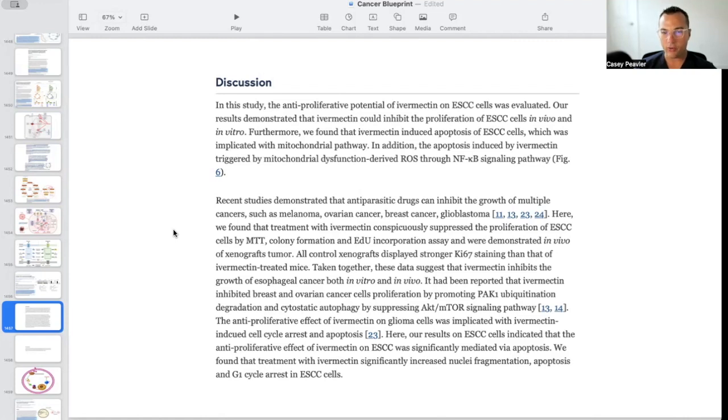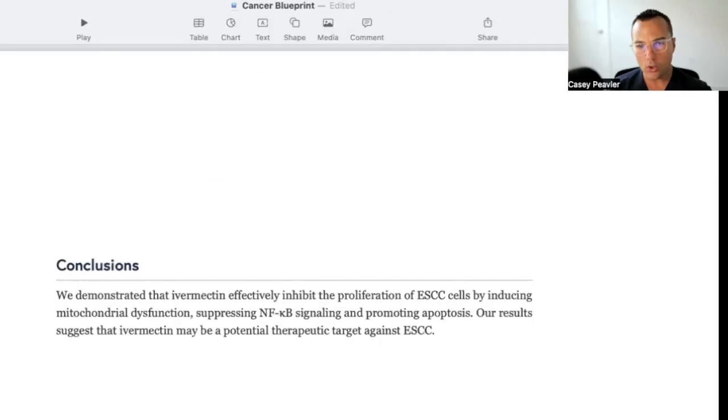The antiproliferative effect of ivermectin on glioma cells was implicated with ivermectin inducing cell cycle arrest and apoptosis. Here, our results on esophageal squamous cell carcinoma cells indicated that the antiproliferative effects of ivermectin on esophageal squamous cell carcinoma was significantly mediated via apoptosis. We found that treatment of ivermectin significantly increased nuclei fragmentation, apoptosis, and G1 cell cycle arrest in these esophageal cancer cells. Ultimately, what they found is we demonstrated that ivermectin inhibited the proliferation of these esophageal cancer cells by inducing mitochondrial dysfunction, suppressing NF-kappa B signaling, and promoting apoptosis. Our results suggest that ivermectin may be a potential therapeutic target against esophageal cancer.